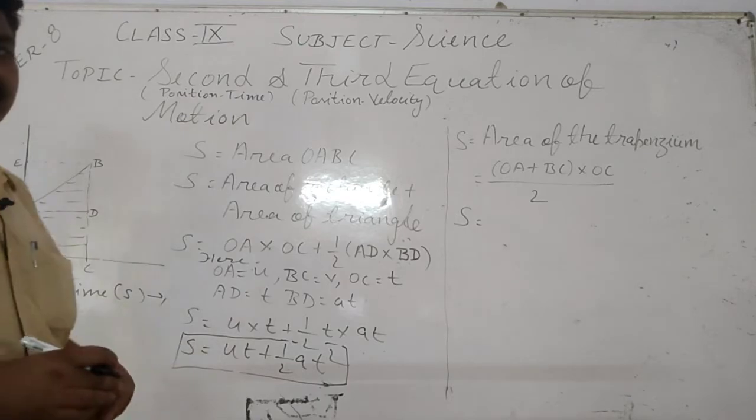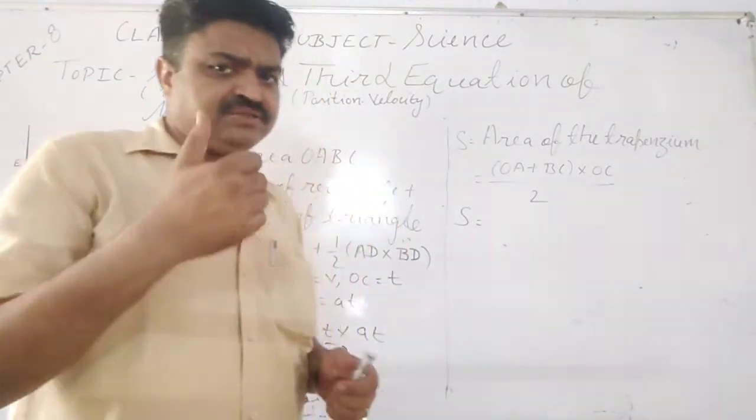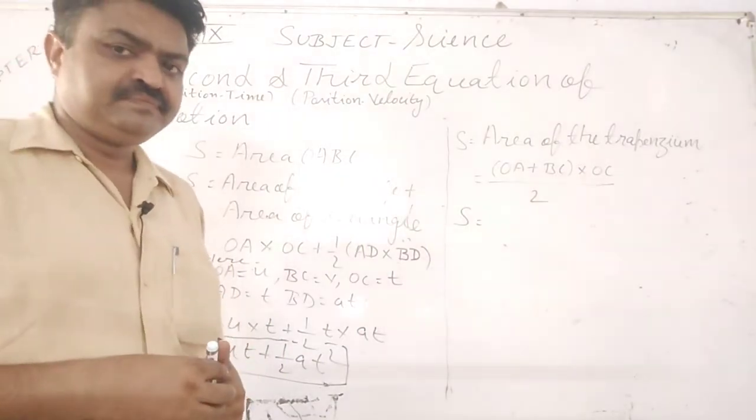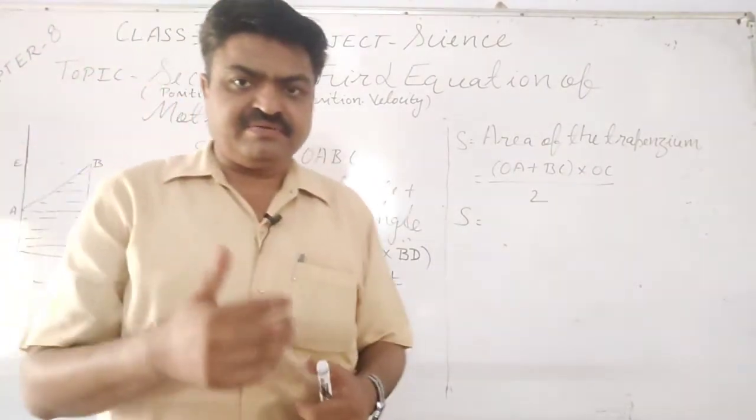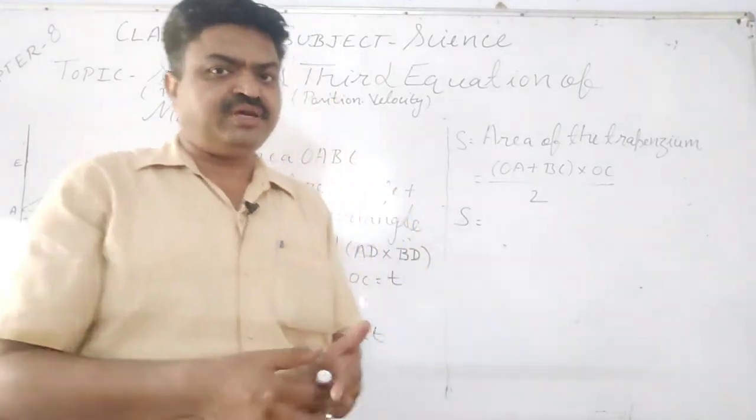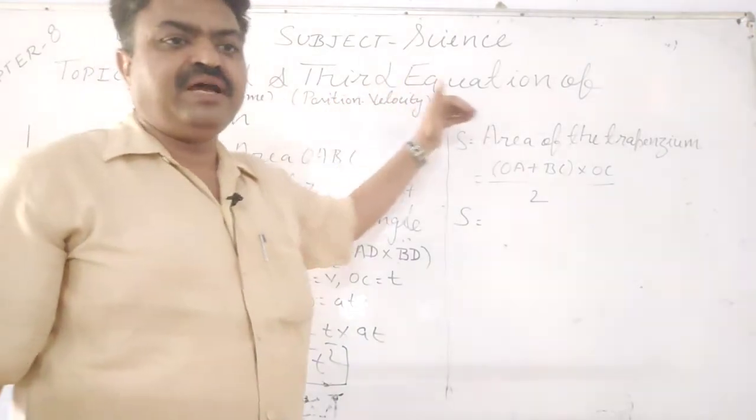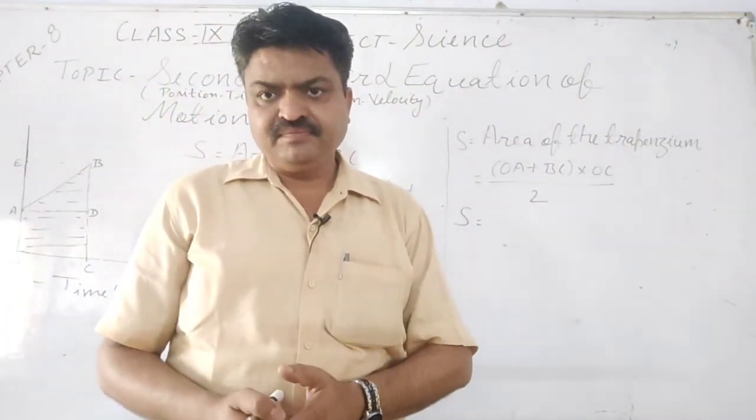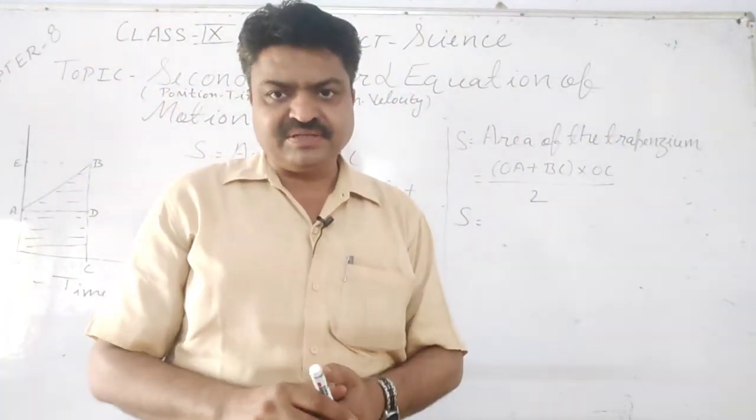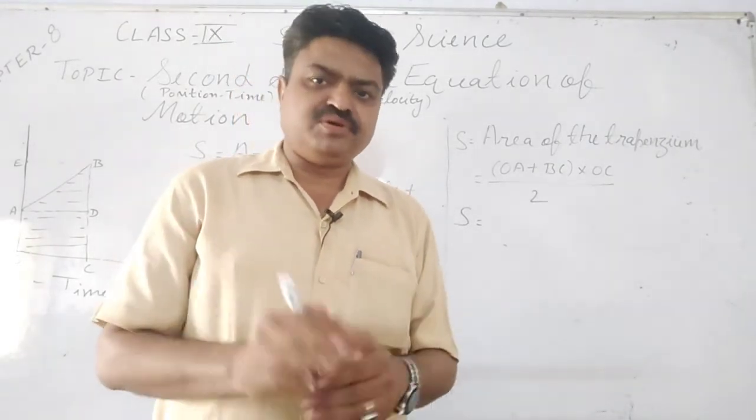Now we come to the next, the third equation of motion. What is the third equation of motion, students? 2as is equal to v square minus u square, and it represents the position velocity relation. So we get the position velocity relation with the help of the third equation of motion.